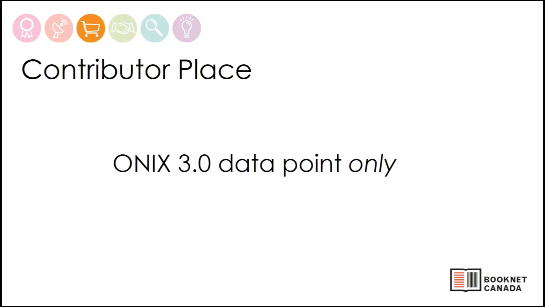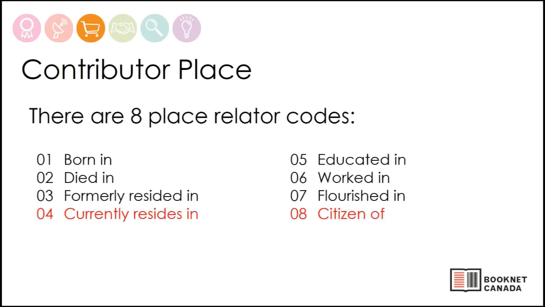We are going to talk briefly about ONIX 3.0 because it is an ONIX 3.0 data point only, and it does take some time and investment. But you can say where a contributor resides, and which country they're a citizen of. You can do that in multiple cases. So if a contributor splits their time between two cities, you can repeat the composite and link both cities to the contributor.